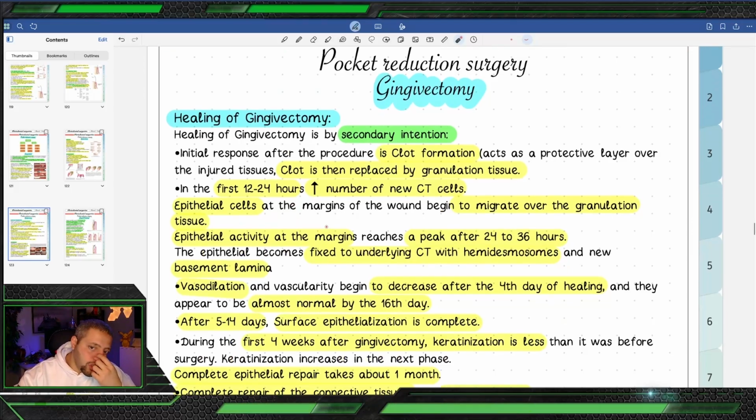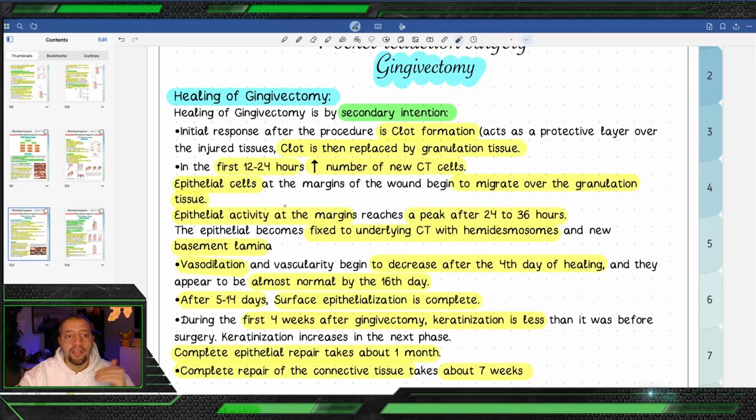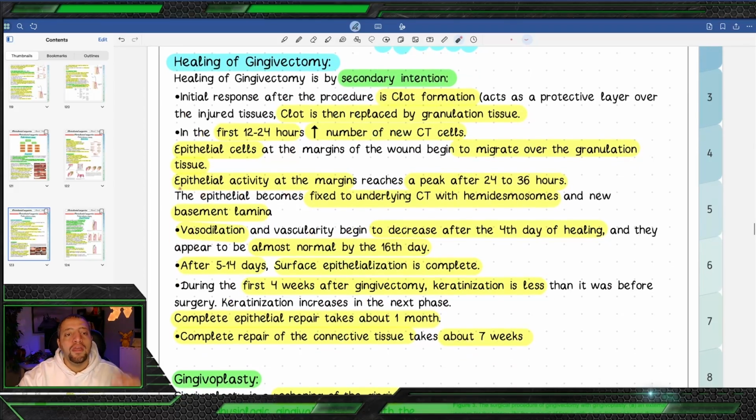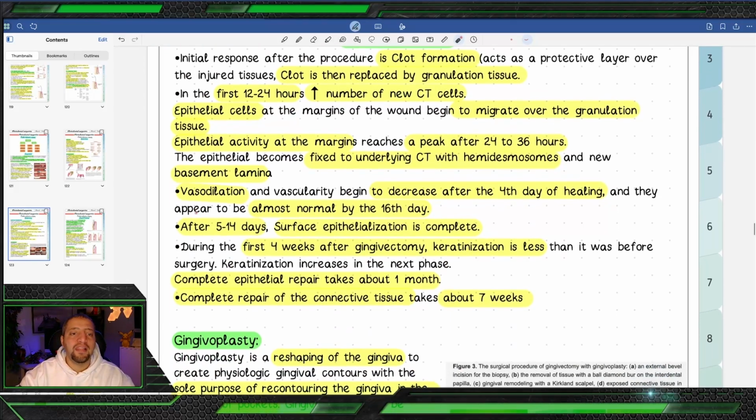Epithelial cells at the margin of the wound begin to migrate over the granulation tissue. So we start with granulation tissue in the first 24 hours, and then epithelial cells will migrate over this granulation tissue. Epithelial activity at the margin reaches its peak after 24 hours until 36 hours. So after the first day, up until 36 hours, the epithelium will have maximum activity to cover granulation tissue. The epithelium becomes fixed to the underlying connective tissue with hemidesmosomes and a new basement lamina.